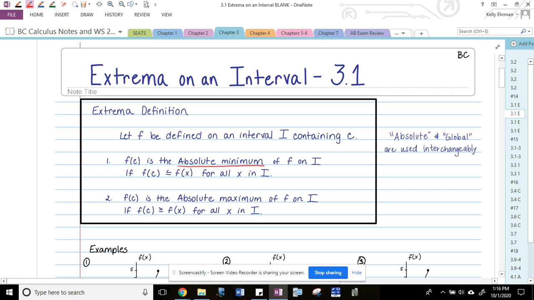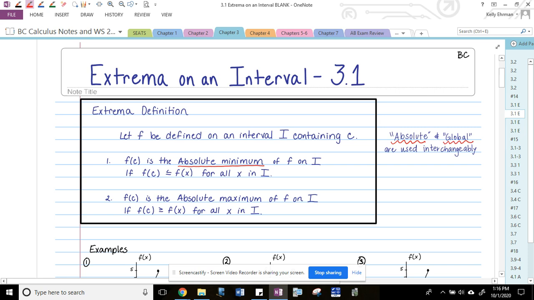That is just a very fancy way of saying it's the lowest point, right? Absolute minimum means lowest point. And on the AP test, they may say absolute. They also may say global. So just be aware of that.